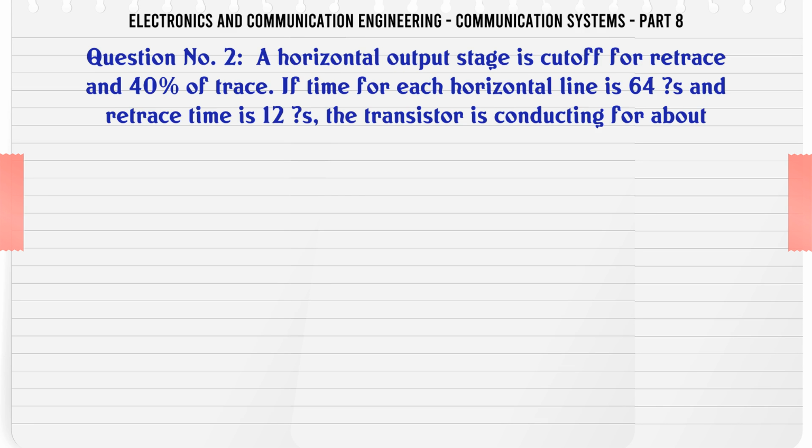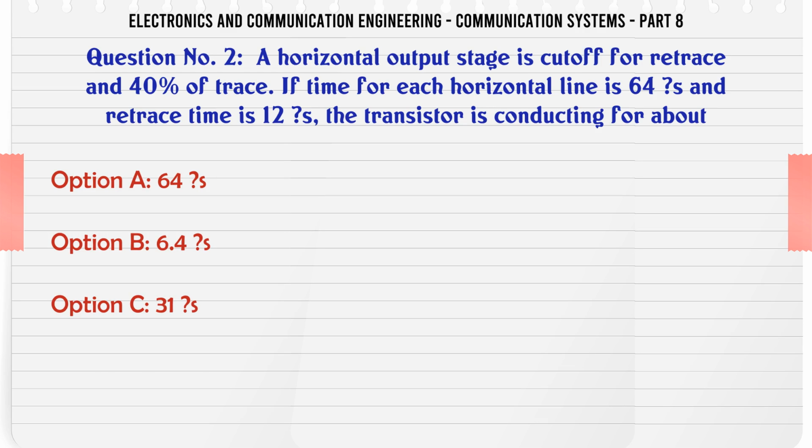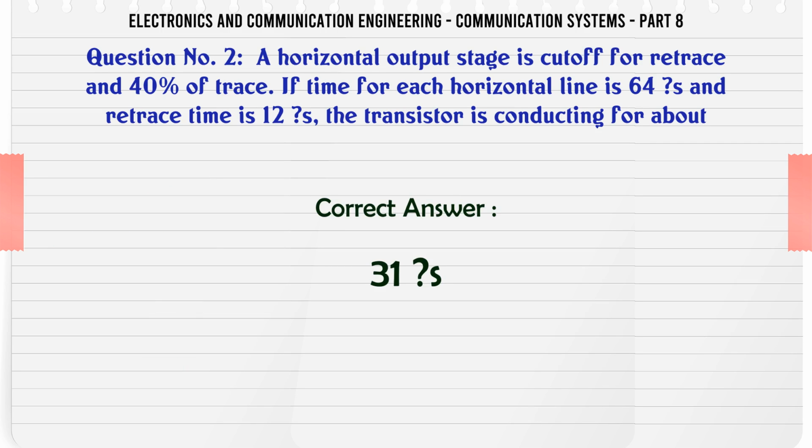A horizontal output stage is cut off for retrace and 40% of trace. If time for each horizontal line is 64 μs and retrace time is 12 μs, the transistor is conducting for about A. 64 μs, B. 6.4 μs, C. 31 μs, D. 3.1 μs. The correct answer is 31 μs.